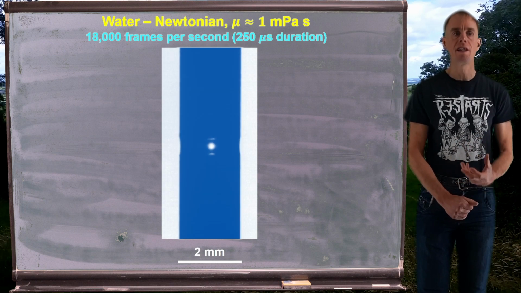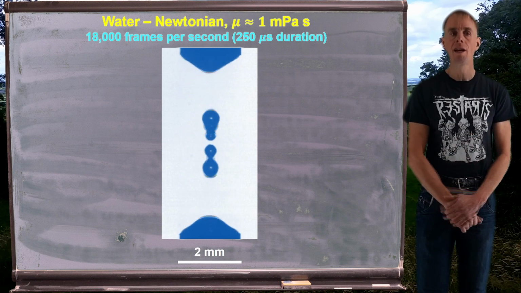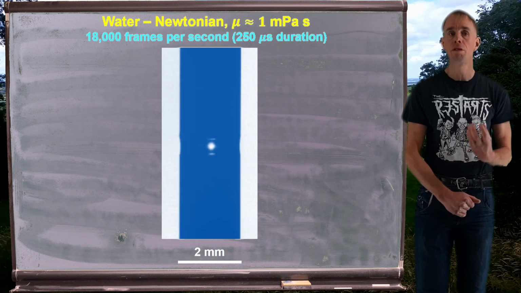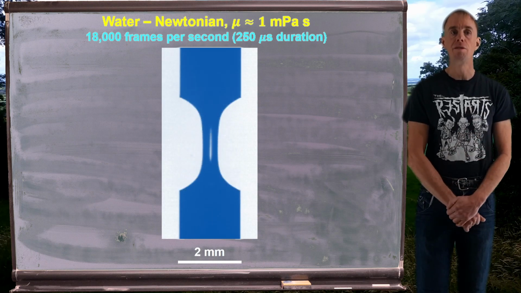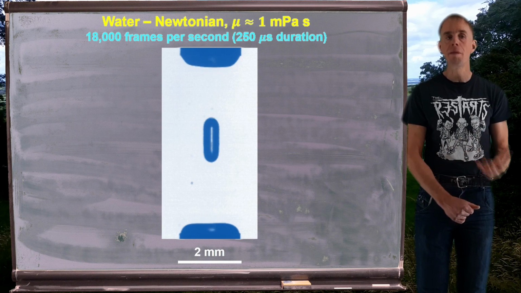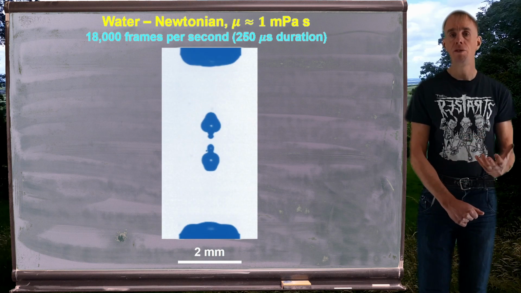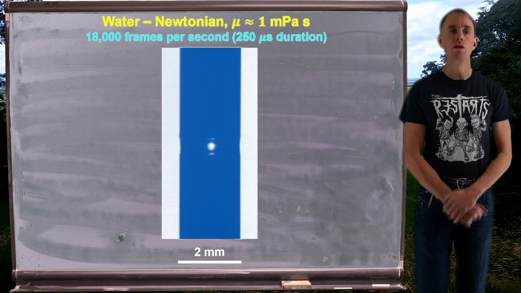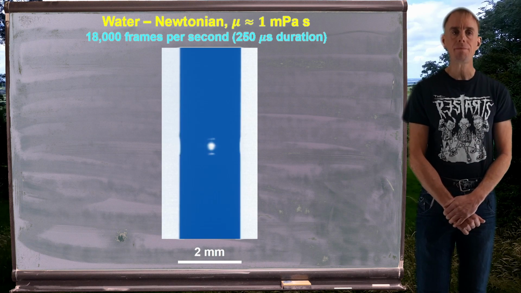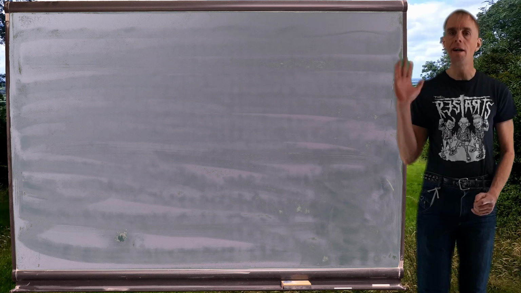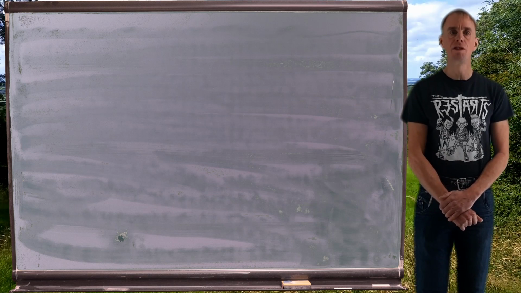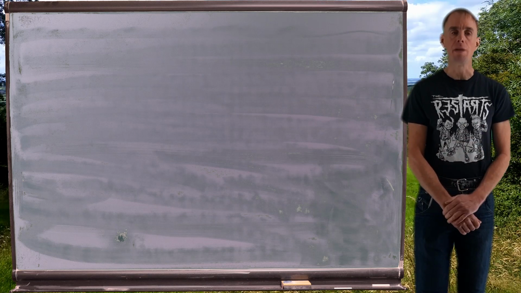This video is taken at 18,000 frames a second. The entire breakup process is pretty much over in 250 microseconds. Water, remember, has a viscosity of 1 millipascal second and a surface tension of about 72 millinewtons per meter. I'd like to highlight some of the particular behaviours that we see in that video in these freeze frames.